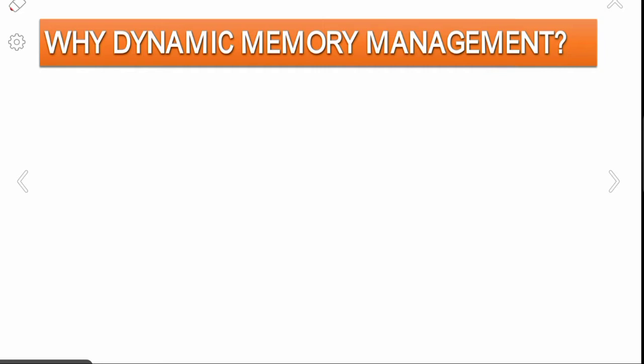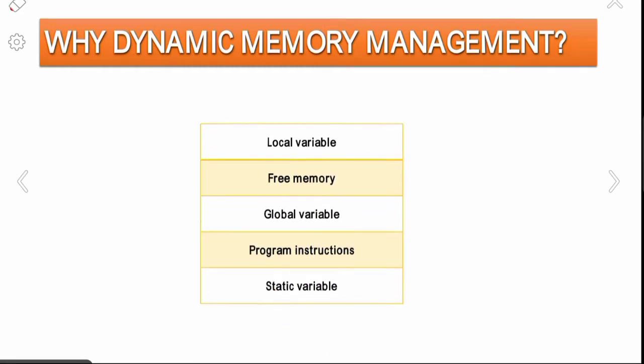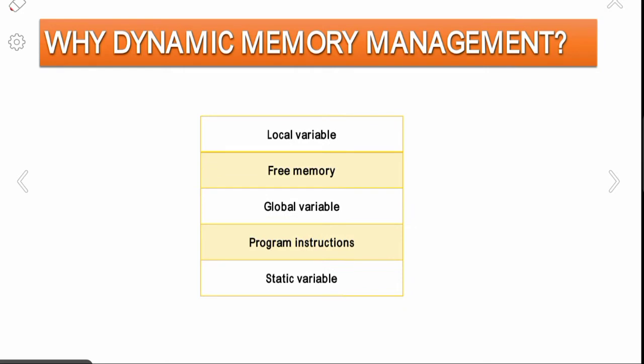Now we will see how a C program is stored in the memory. So this is the memory allocation associated with a C program, and this is how a C program will be stored in the memory, with the local variables, global variables, instructions of the program and the static variables.